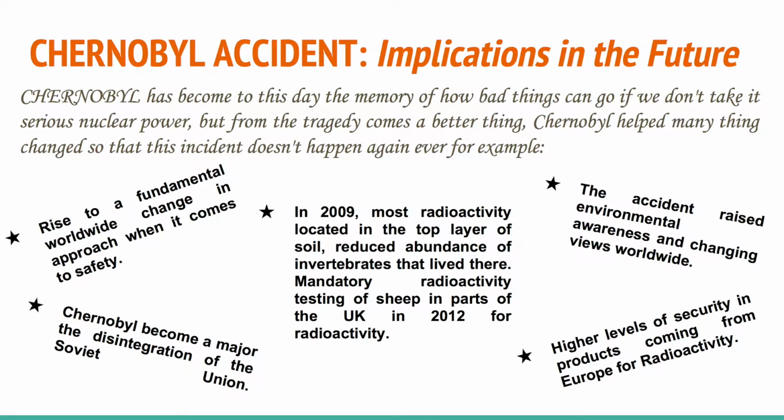Chernobyl has become, to this day, the memory of how bad things can go if we don't take it seriously. Nuclear power can be a dangerous weapon, but from tragedy comes something better. Chernobyl caused many things to change so that this incident doesn't happen again. For example, many countries made a fundamental worldwide change in approach when it comes to security measures. Also, in the decades after the incident, Chernobyl became a major factor in the disintegration of the Soviet Union.